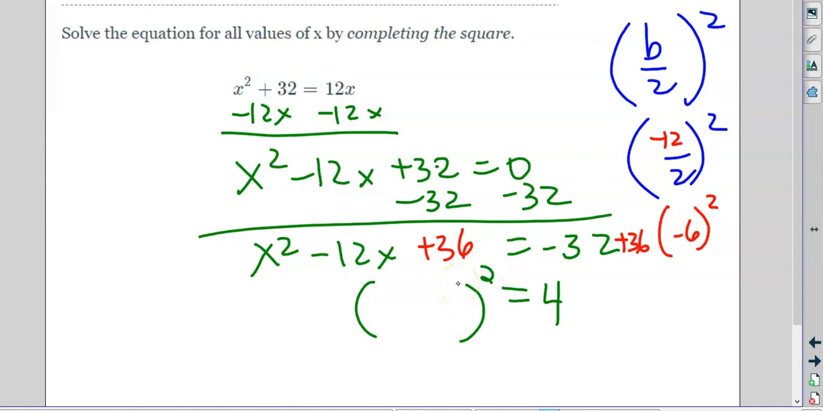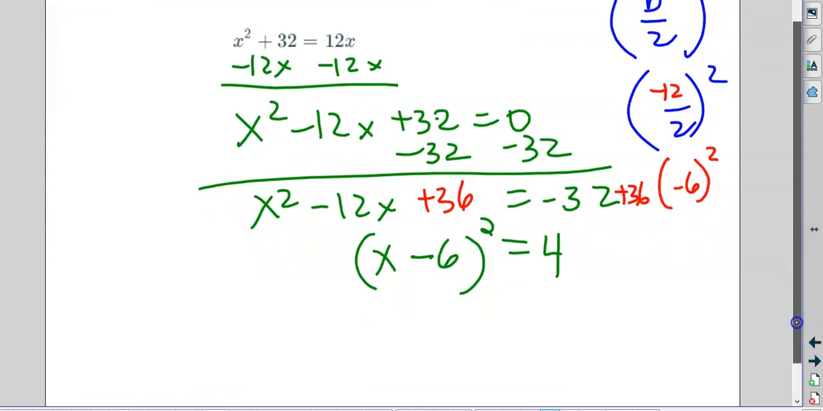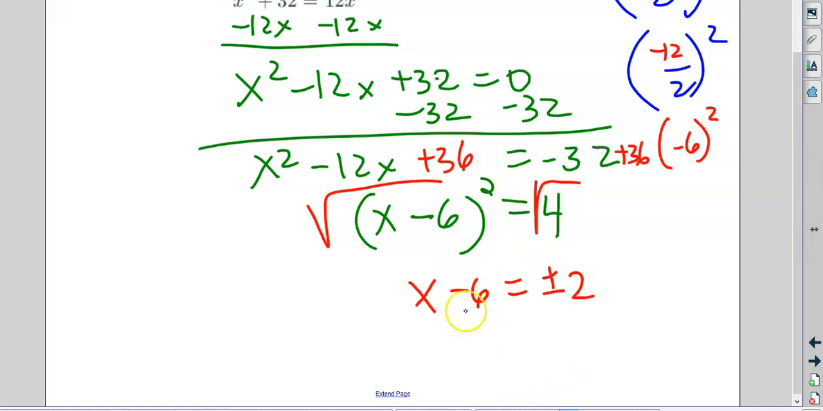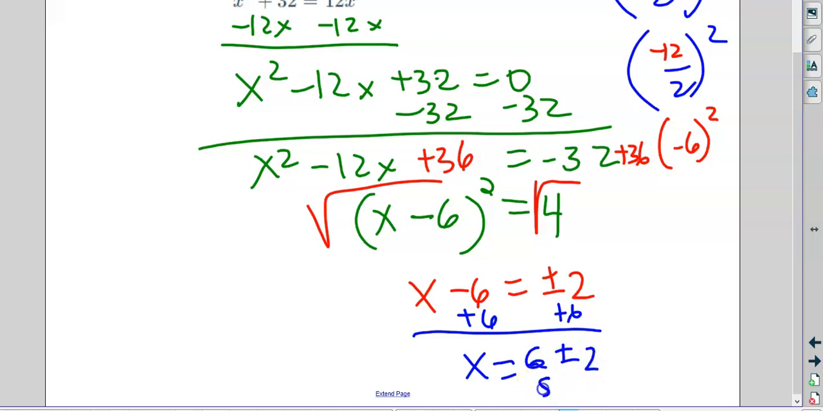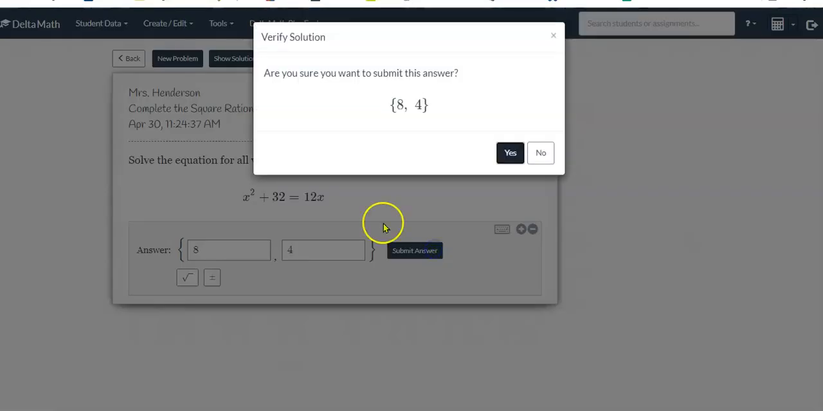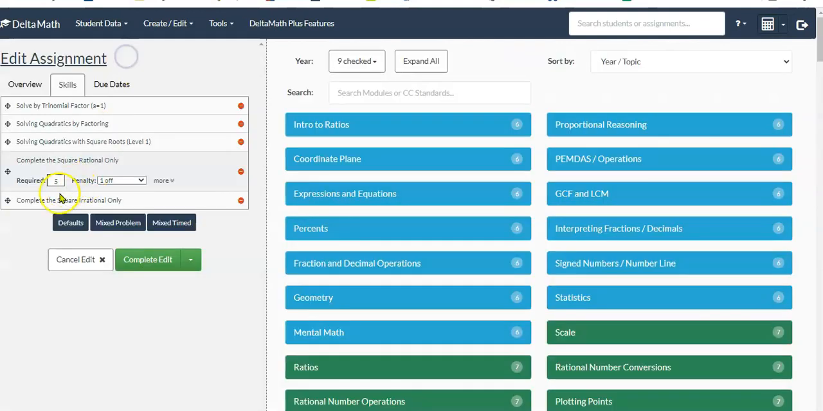And here's the shortcut. Steal the sign from the middle, square root the first, square root the last. That's why you complete the square. Square root both sides. Don't forget your plus or minus sign. And then get x by itself. So 6 plus or minus 2 is 8 and 4. X is equal to 8 or 4. 8 comma 4.